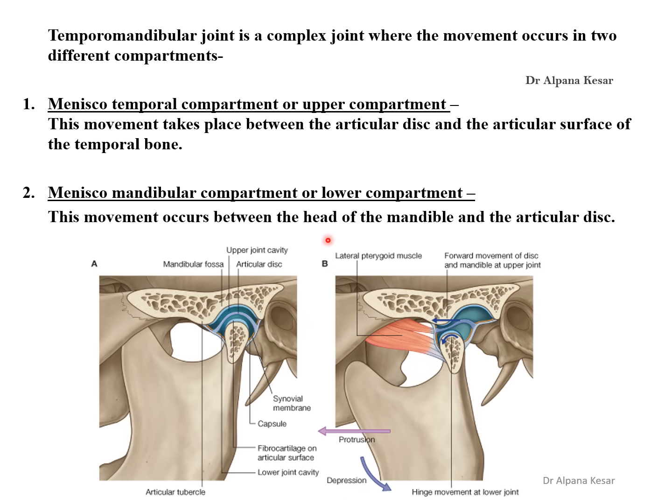The second compartment is meniscomandibular compartment or the lower compartment, which is present between the articular disc and the head of the mandible. This compartment allows rotatory movements of the head of the mandible that take place during the depression and elevation of mandible to open and close the mouth.